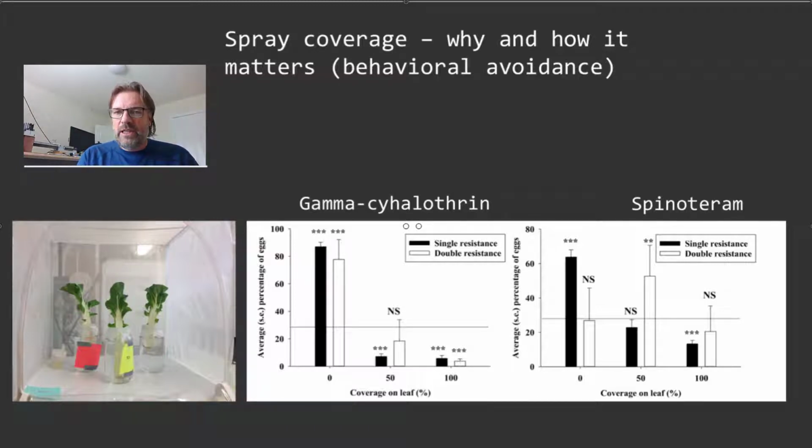So there's a correlation here between how susceptible you are as an individual and, when you give them a choice between sprayed and unsprayed surfaces, where they lay their eggs. And this is precisely why coverage is so important. If we don't get good coverage, we are essentially giving the target pest a choice between treated and untreated surfaces. And that's what we want to avoid. If they have a choice, they will outsmart us, and they will preferably lay their eggs where their offspring has a higher likelihood of surviving.